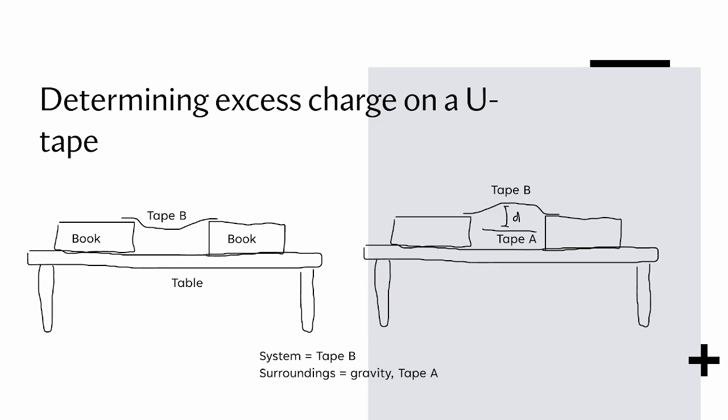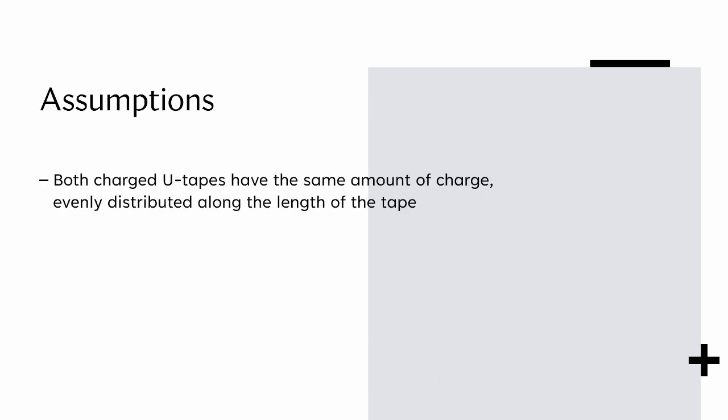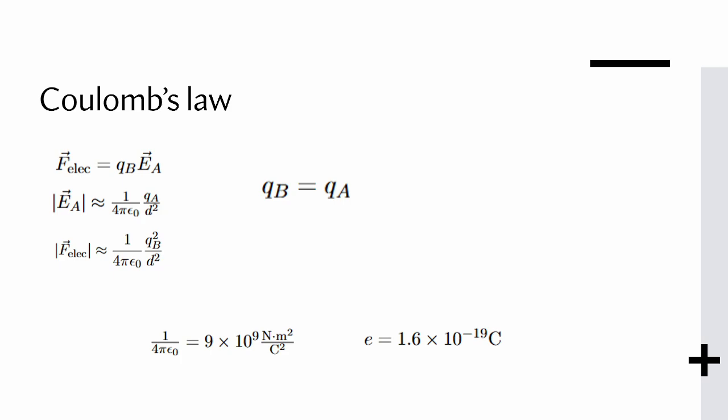The assumption was that the tape was a point charge where all the charge was at the center of the tape. In this lab, we are assuming instead that both charged U-tapes have the same amount of charge and that the charges are evenly distributed along the length of the tape. Of course, Coulomb's law does not change. We are still assuming both U-tapes have the same amount of charge. Thus, to find the amount of force between two charged particles, we must multiply Coulomb's constant by particle B's charge squared and divide by the distance squared.